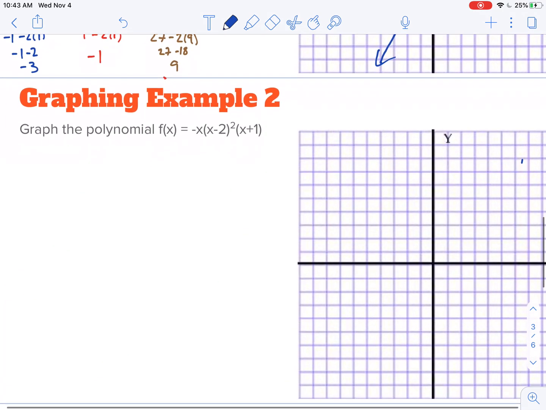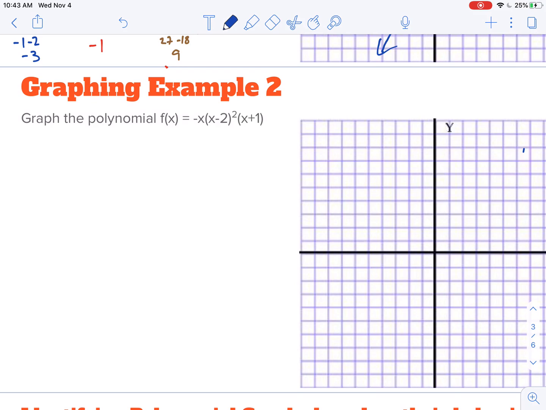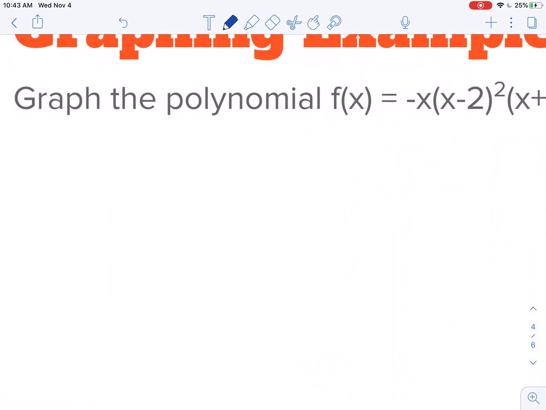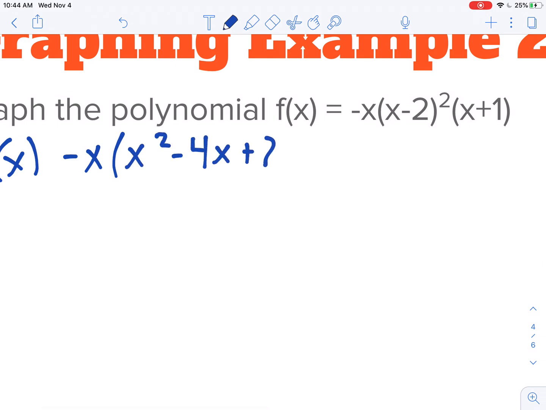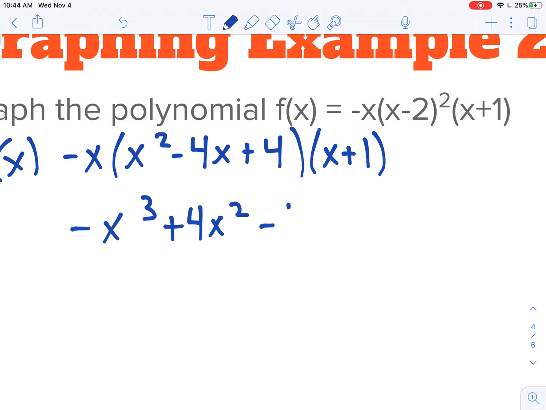All right, graphing example number 2. This one's a little bit more difficult. First, let's start with expanding it. I know that eventually I'm going to need the leading term, so I'm always going to expand my polynomials. Right now I've got negative x times x squared minus 4x plus 4 times x plus 1. I've got negative x cubed plus 4x squared minus 4x times x plus 1.